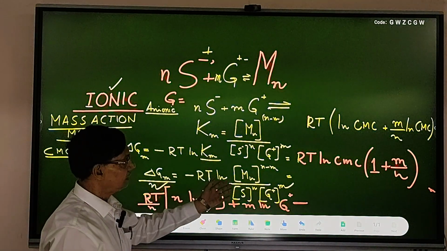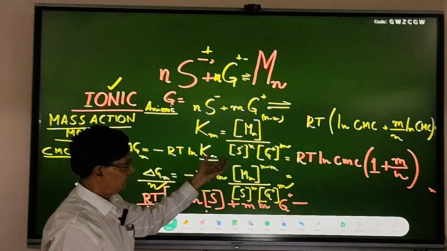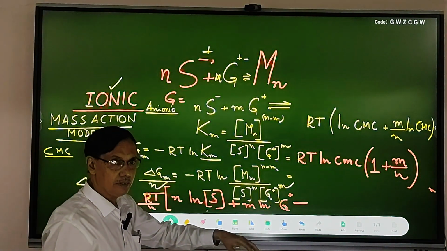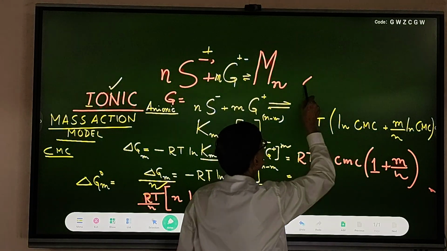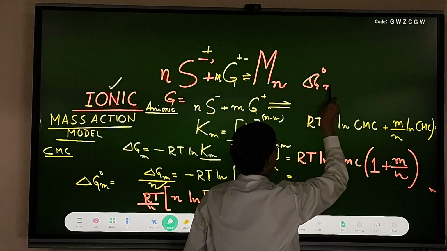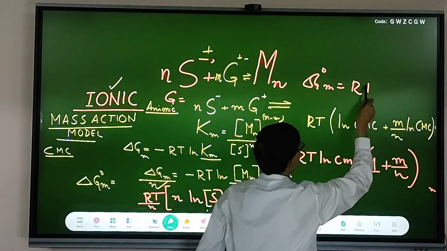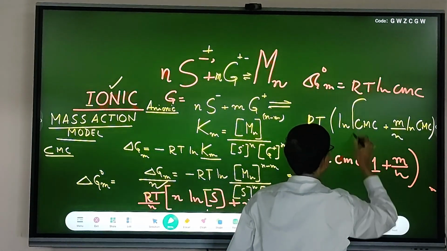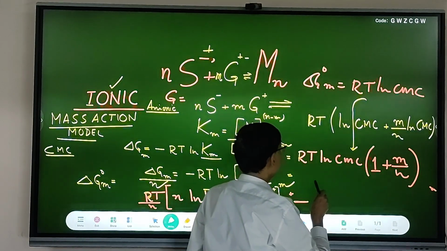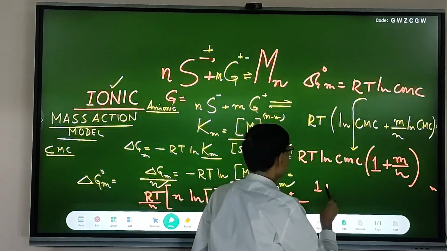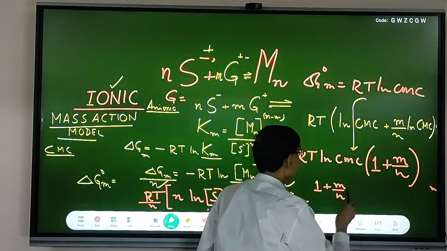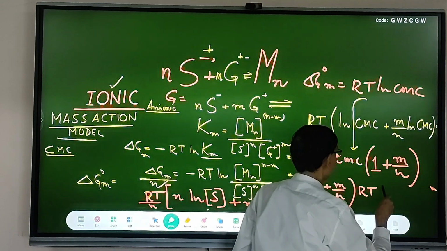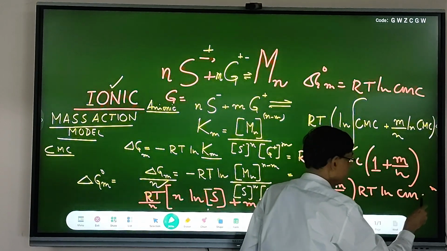So what is the difference between a normal non-ionic surfactant and an ionic surfactant? In a non-ionic surfactant, delta G M is equal to simply RT natural log of CMC, and here there is one additional term, that is 1 plus M divided by N, RT natural log of CMC.